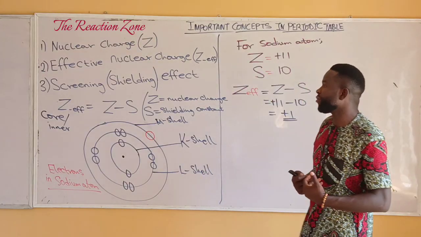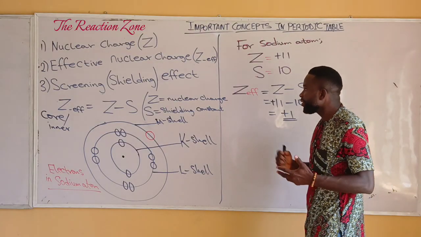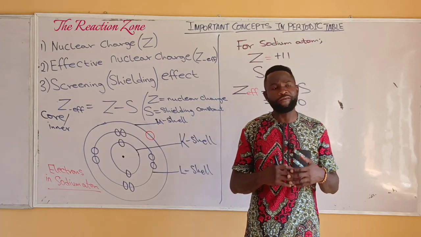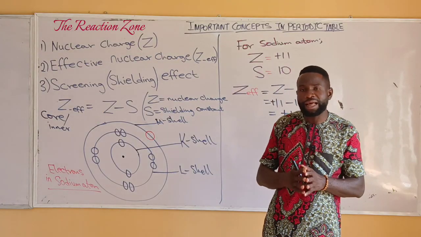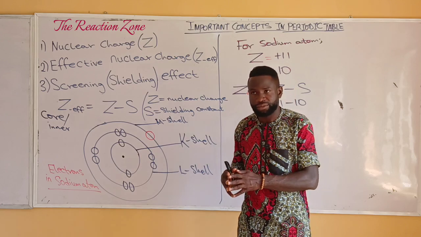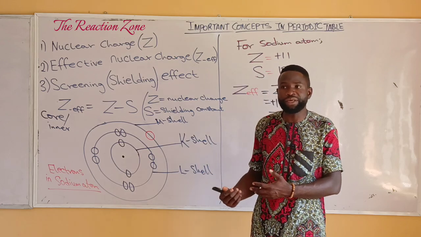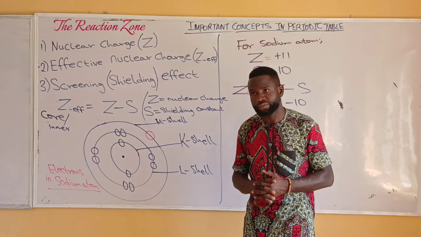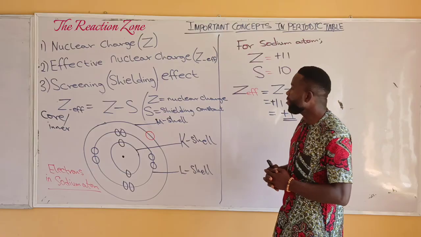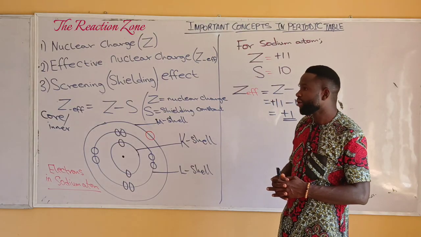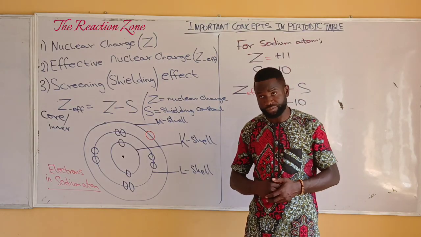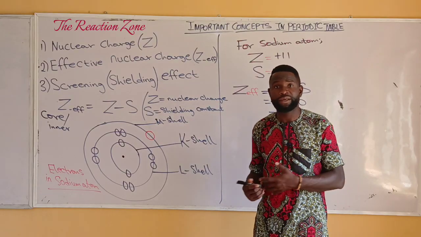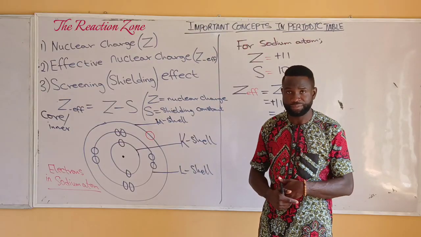These three concepts that we looked at, nuclear charge, effective nuclear charge, and screening effect, are very important in analyzing the trends of properties that exhibit periodicity in the periodic table. They are also important in understanding the behavior of valence electrons. They are also important in chemical bonding.